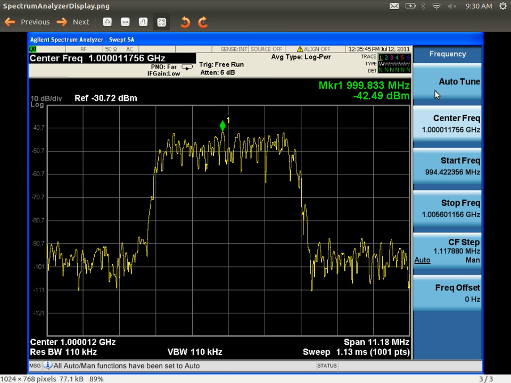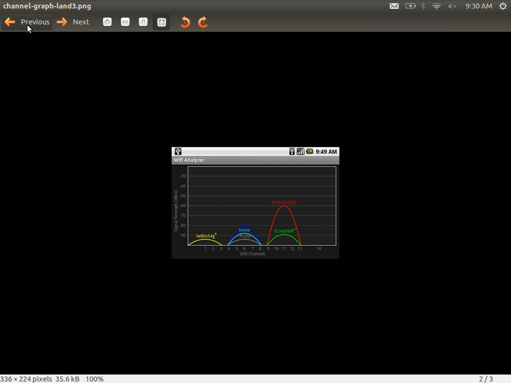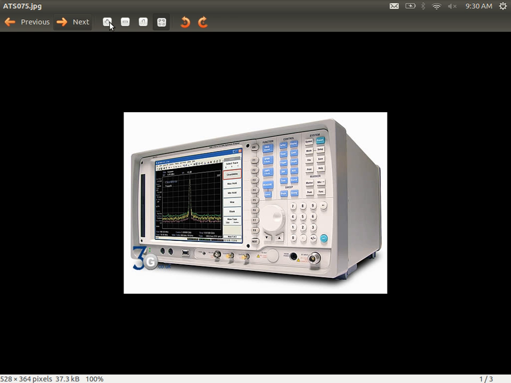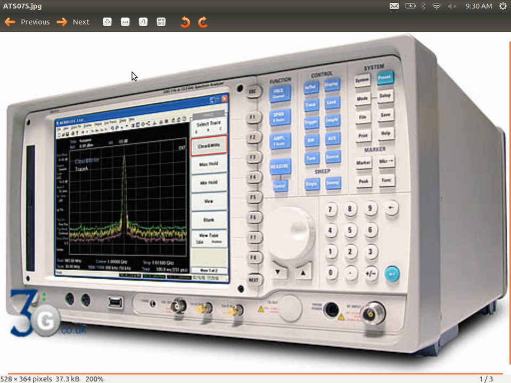Spectrum analyzers, the previous pictures, show, again, you cannot see it clearly, but show signals in the frequency domain, because that's what we care about mostly, the frequency components in the signal.